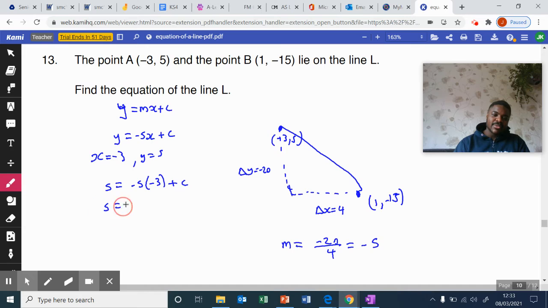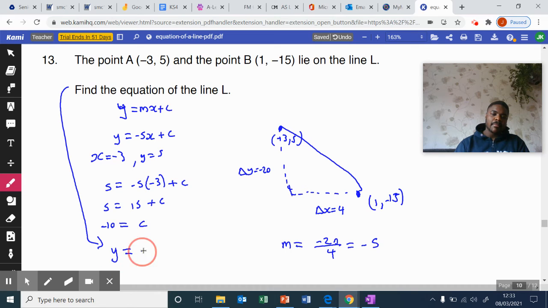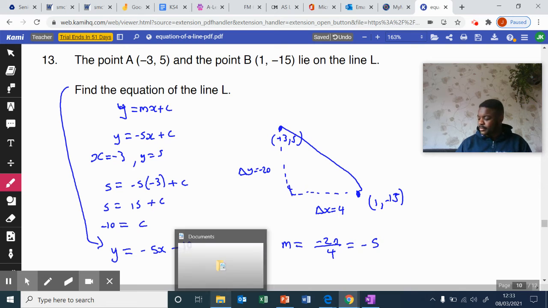So we have 5 = 15, because -5 times -3 is 15, plus c. Taking away 15 from both sides, we then get -10 = c. So our final answer is the equation y = -5x - 10.